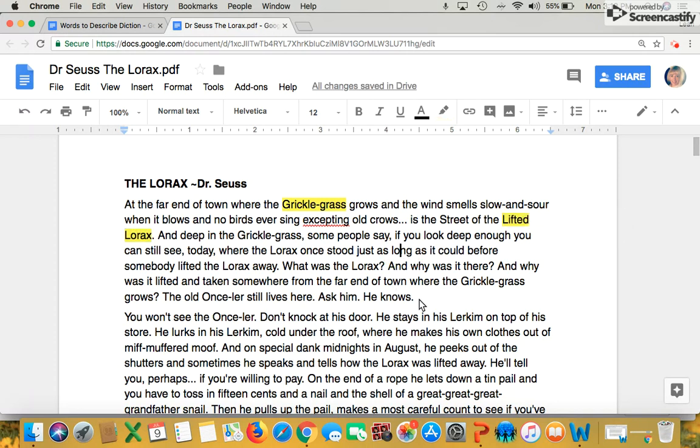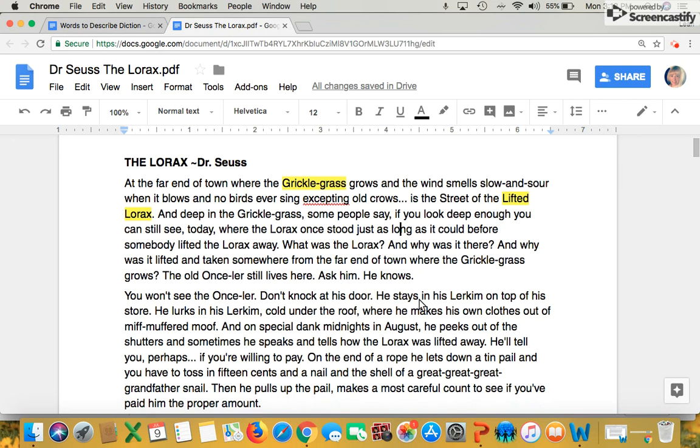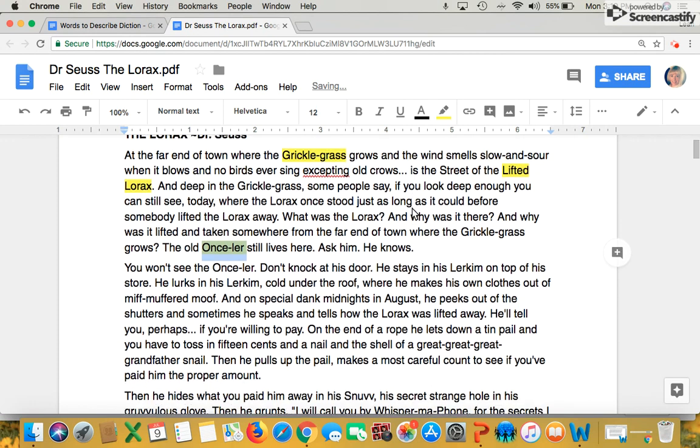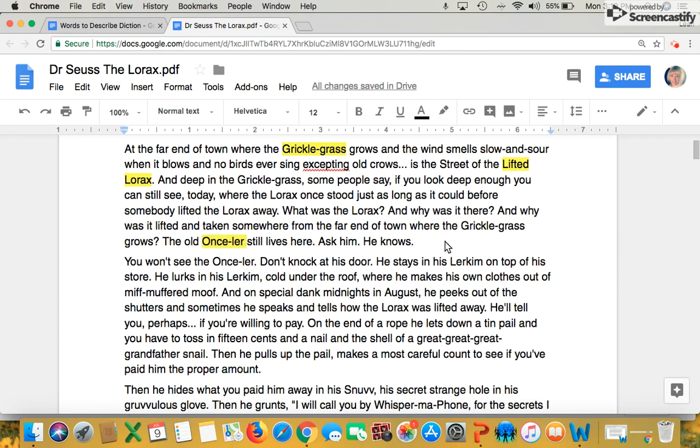"And deep in the grickle grass, some people say, if you look deep enough, you can still see today where the Lorax once stood just as long as it could before somebody lifted the Lorax away. What was the Lorax, and why was it there, and why was it lifted and taken somewhere from the far end of town where the grickle grass grows? The old Onceler still lives here. Ask him, he knows." I'm also going to highlight the word Onceler. Stands out to me. I'm not really sure what an Onceler is or who he is. So again, just in that first paragraph, I have grickle grass, lifted Lorax, and Onceler.